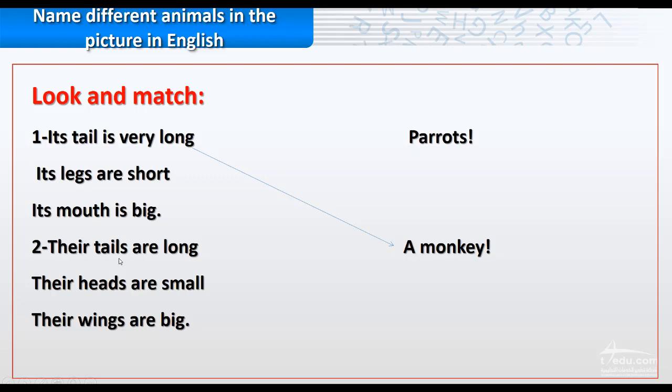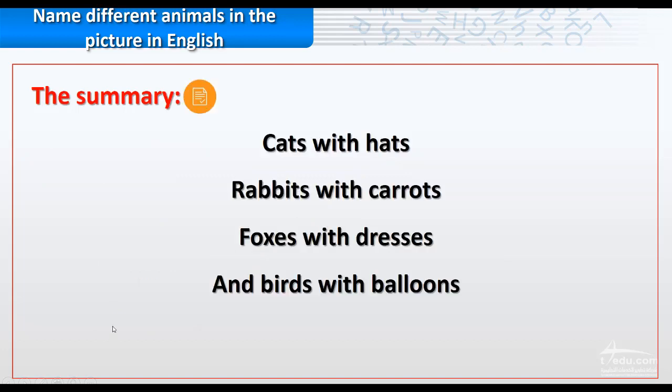Number two, their tails are long. Their heads are small. Their wings are big. Wings. Monkey doesn't have wings, but the parrots have wings. So the correct answer is parrots. Long tail, small heads, and big wings.